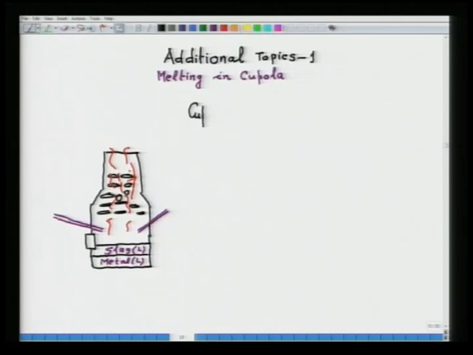So, the first additional topic which I have thought of is melting in cupola, because as all of you know, pig iron when it is produced from blast furnace in the cast form is not useful at all. In the foundry, the pig iron is melted in order to produce castings of cast iron. So, in fact, cupola is used to produce castings of cast iron in foundry.